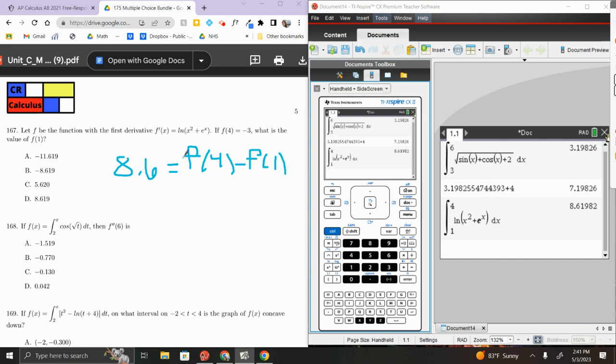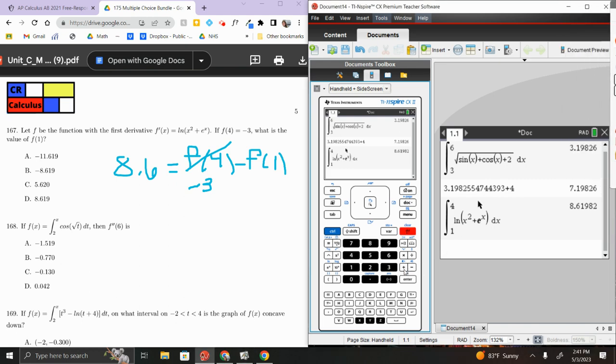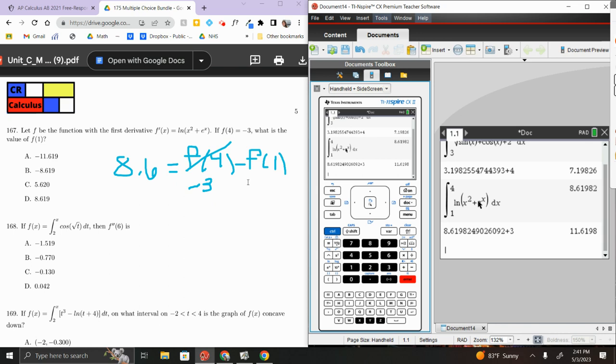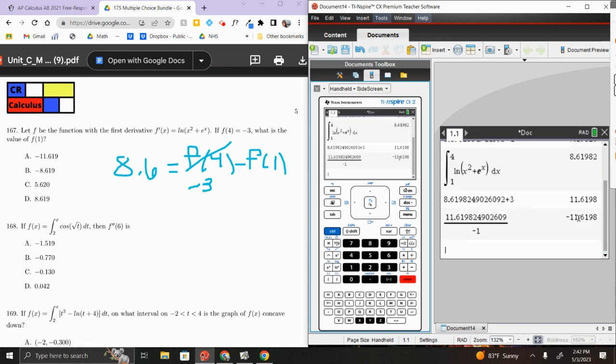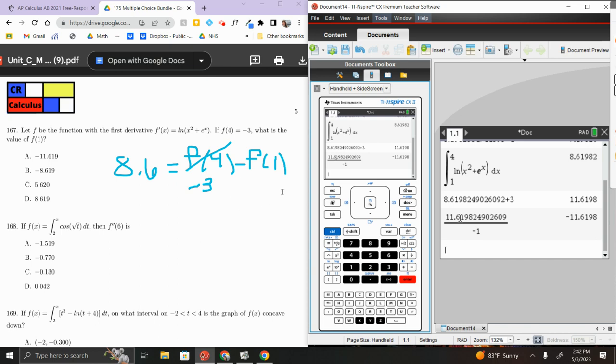Now the difference in this one, this time they give us f of 4, so I know this is going to be negative 3. So I'll add 3 to both sides. So then I get 11.619 is going to equal negative f of 1. So that means I need to divide by a negative 1. So my final answer should be negative 11.619, or A. So if you're ever looking for the second one, you're going to be left with a negative divided away.